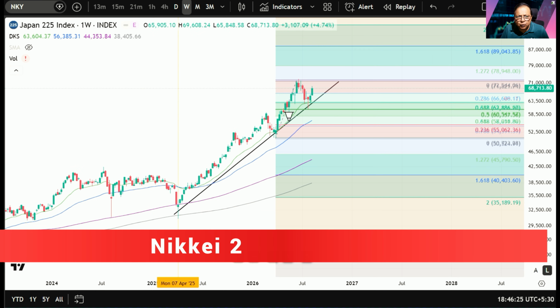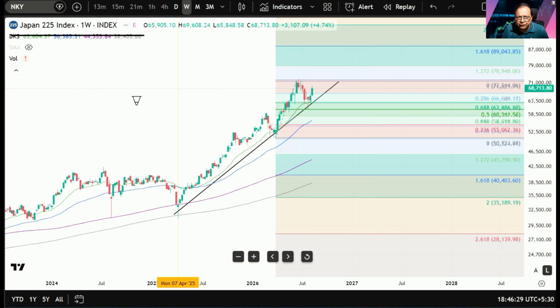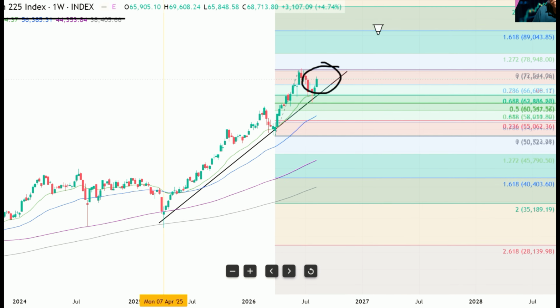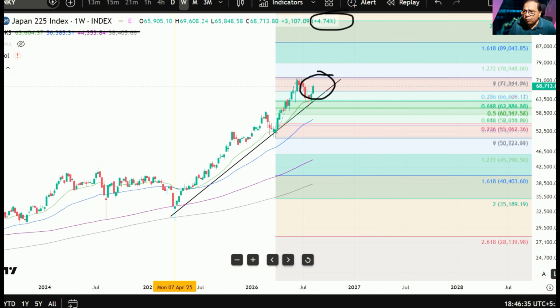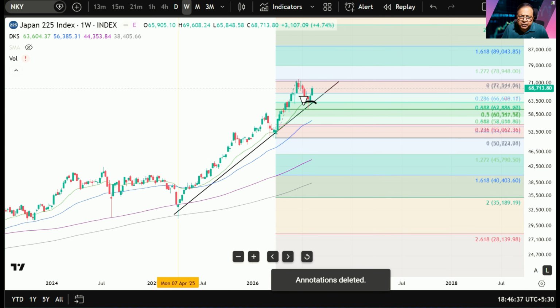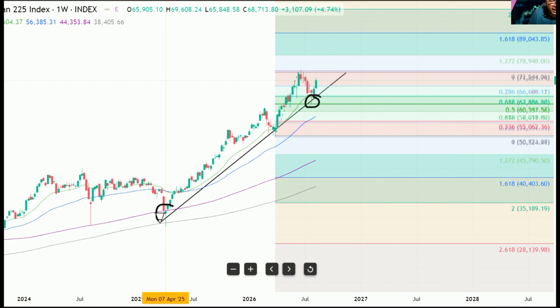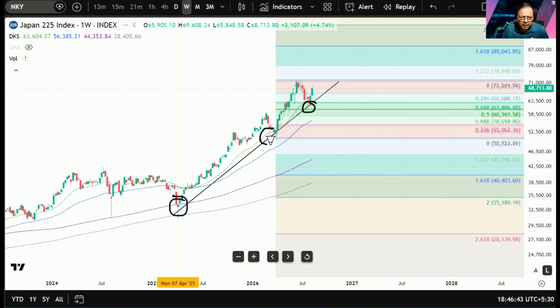Now let us move to the Asia. This is Nikkei 225 index in weekly time frame. This week, the index closed higher by 4.74%. What we can see, it is bouncing from a very important dynamic support represented by this trend line. Price has taken support here, price has taken support here, and bounced back.